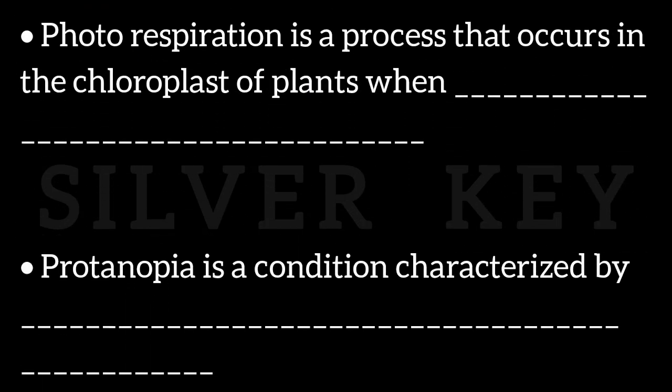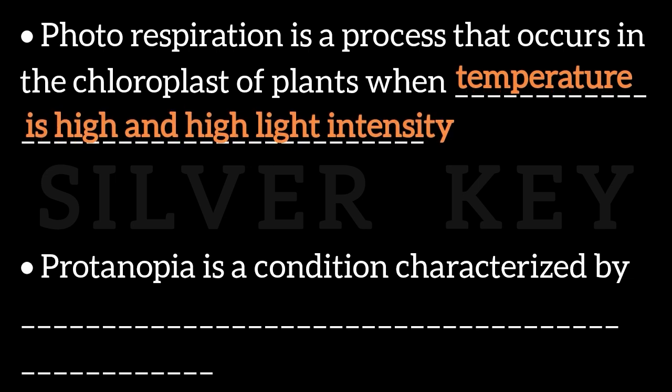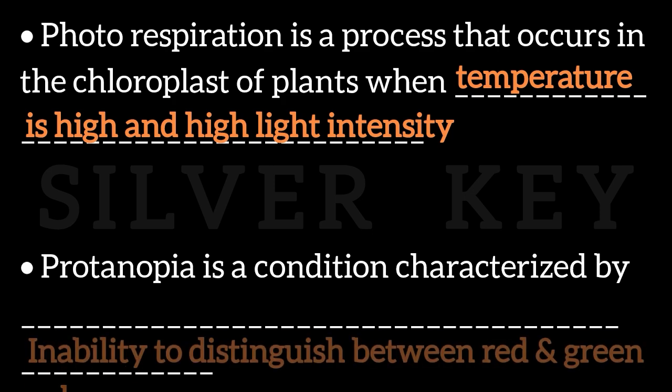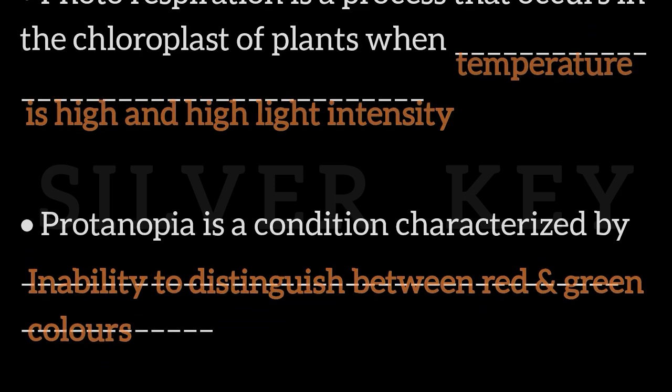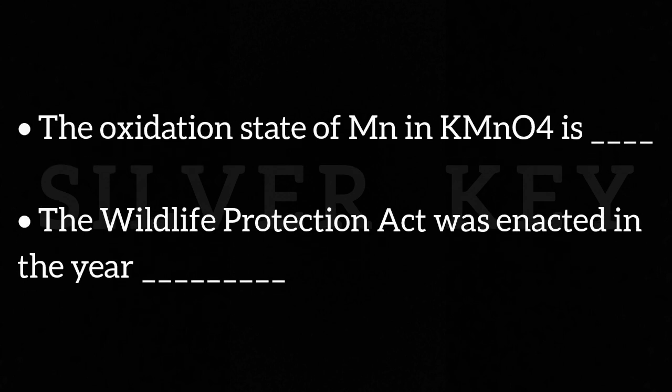Photorespiration is a process that occurs in the chloroplast of plants when temperature and light intensity are high. Protanopia is a condition characterized by inability to distinguish between red and green colors. The oxidation state of manganese in potassium permanganate is +7. The Wildlife Protection Act was enacted in the year 1972.